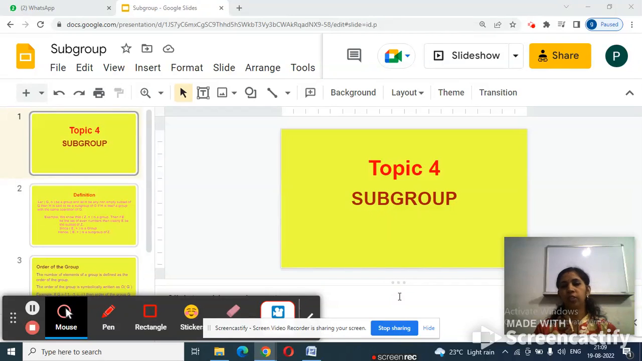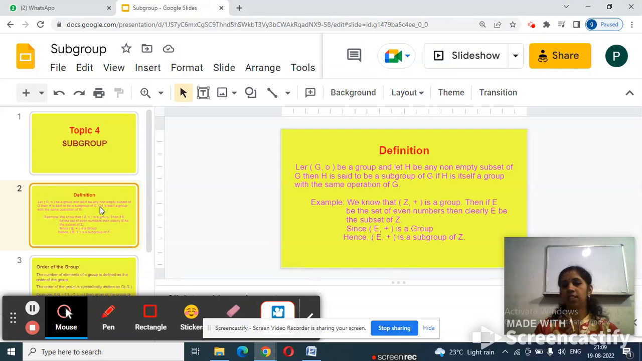Now, in group theory, after properties of group, let us start the topic subgroup. So, first, see what is subgroup. The definition is: let (G, ∘) be a group and let H be any non-empty subset of G. Then H is said to be a subgroup of G if H is itself a group with the same operation of G.